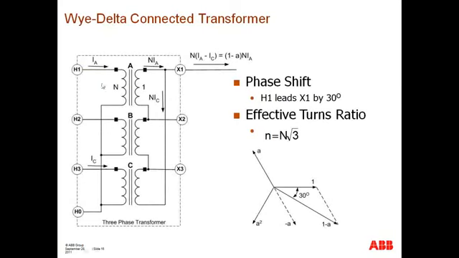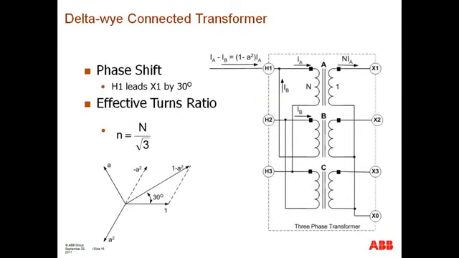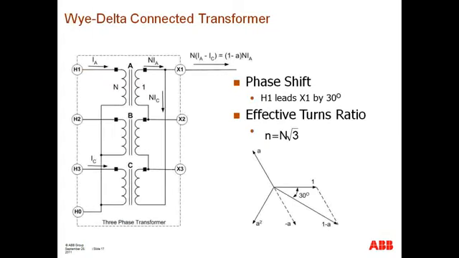Also, from a turns ratio perspective, our effective turns ratio is now multiplied by square root of 3. So effectively, you can build a transformer that has a higher effective ratio without utilizing an actual copper turns ratio of that same magnitude. So you're essentially boosting your turns ratio by square root of 3. That's also another advantage, or another reason why such a connection is employed.